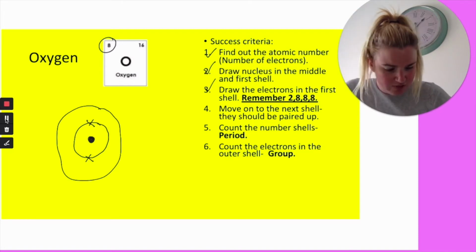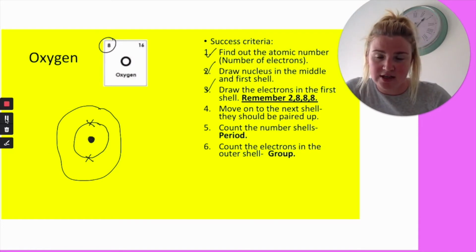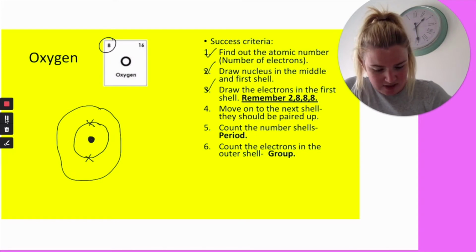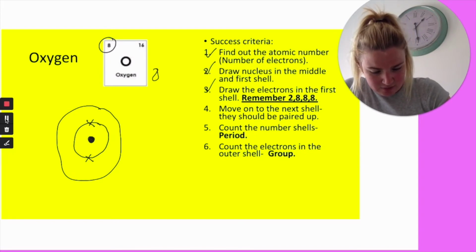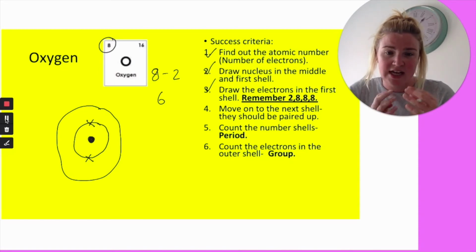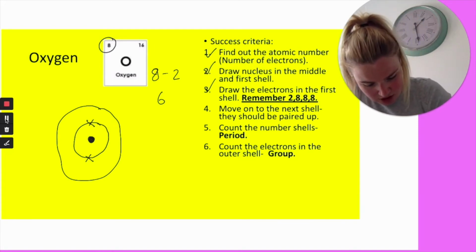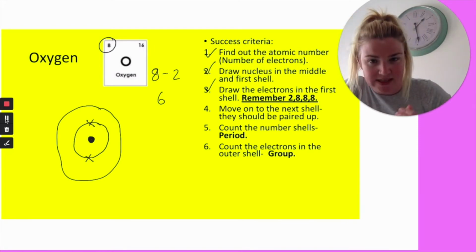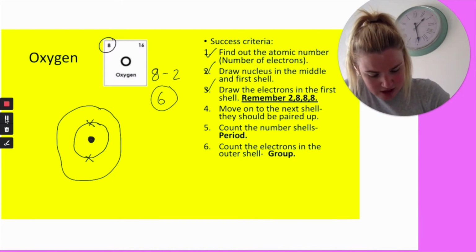Now, first what I need to do before I move to the next shell is think about how many electrons I've got left. So I started with 8, I do 8, take away 2, I've got 6 electrons left, okay? So 6 electrons left now to go in my next shell. What I'm going to do is I'm not going to pair them up until they need to be paired up, okay? So I'm going to go 12 o'clock, 3 o'clock, 6 o'clock, 9 o'clock.